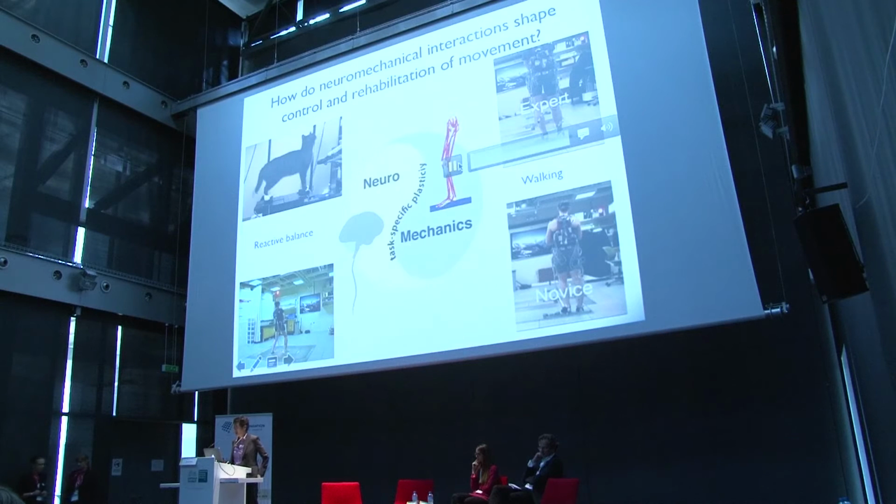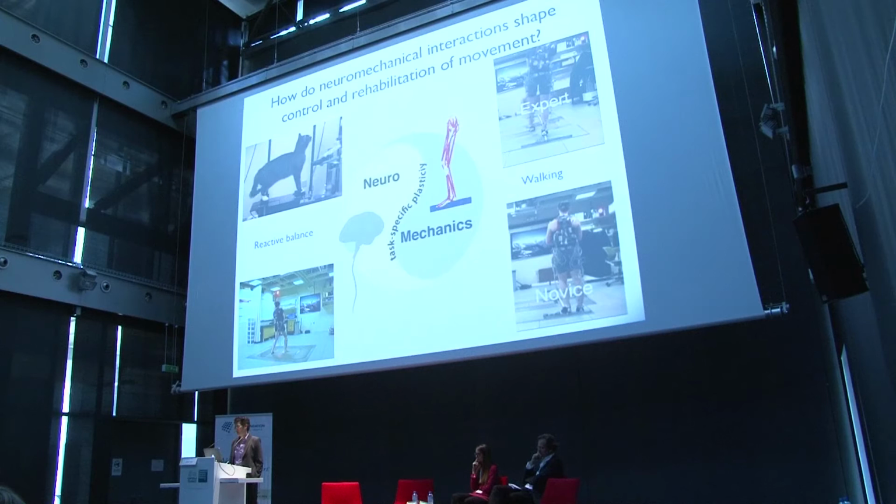Now, you may be familiar with the idea of task-specific plasticity, which means that when we learn things, it shapes both the interactions between the nervous system and the biomechanical system. And to look at that, instead of training people, we look at people who are already trained in some sense. And here I'm showing you a walking task, a challenging walking task. This is a ballet dancer from the Atlanta Ballet.